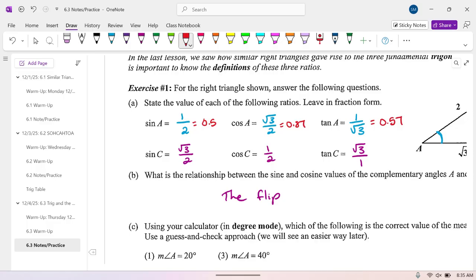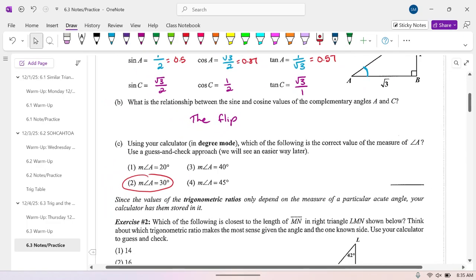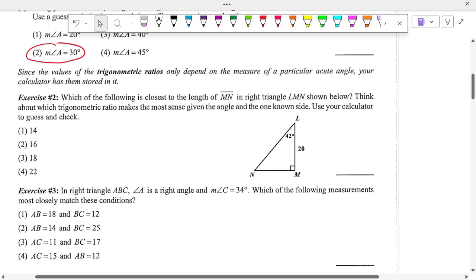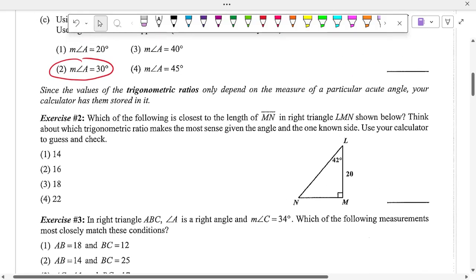Now, since trigonometric ratios only depend on the measure of a particular acute angle, your calculator has them stored in it. All right. So again, basically that trig table I gave you, your calculator has that entire table stored in it and more. So, which of the following is the closest length of MN in the right triangle LMN shown below? And we're going to use a trigonometric ratio that makes the most sense given the angle and the one side known. So, this is how you will calculate.